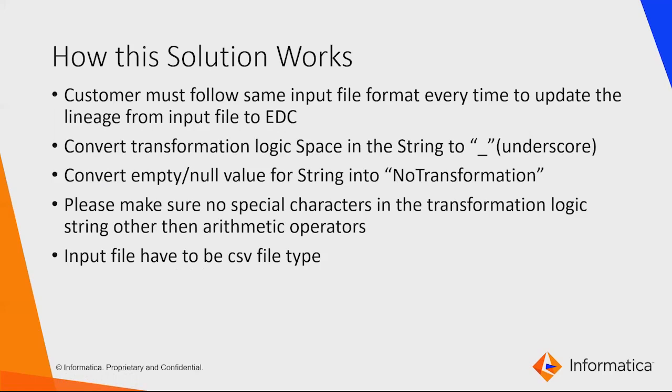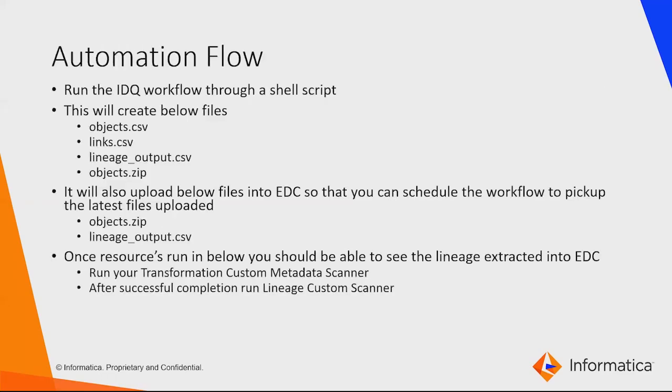Now, how this framework automation flows. Let us go to that bit. Automation flow. So basically, as I said earlier, the first manual steps will be creating a custom resource, custom model, custom resource type, and custom metadata scanner and custom lineage scanner. Okay, that is a one-time task.